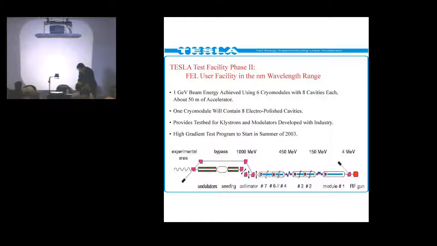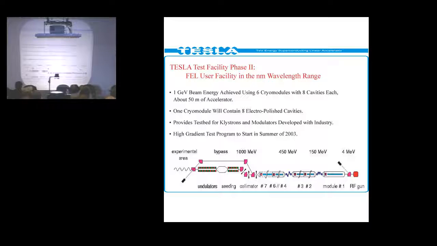And they're upgrading that to, again, look like what the Tesla LINAC will look like. It will, again, be a user facility where they'll generate a 1 GeV beam to generate certain nanometer-level wavelength X-rays. For the 1 GeV, it will require about 50 meters of accelerator of 6 cryo modules with the 8 cavities apiece on it. So this will be quite an accelerator.